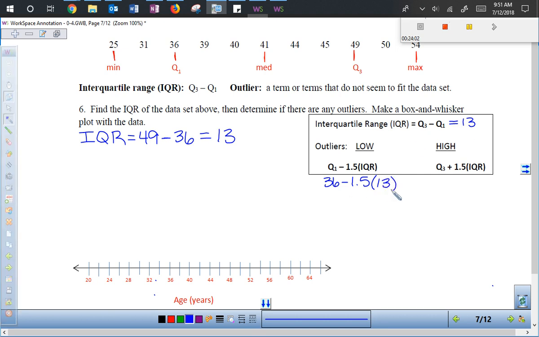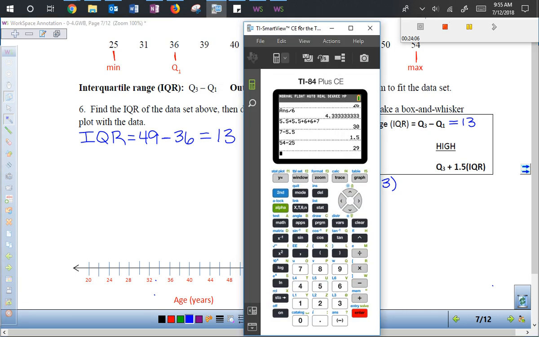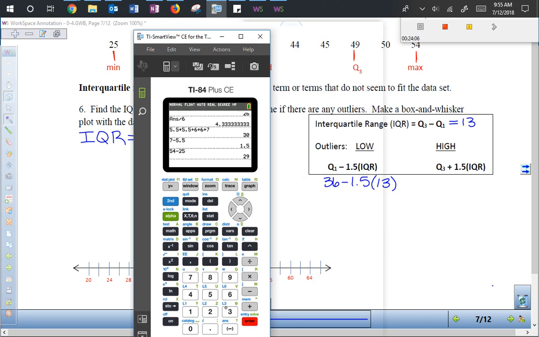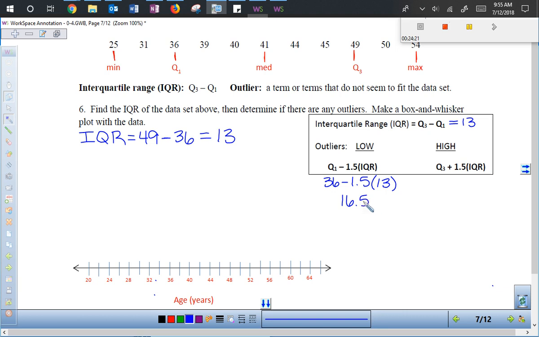Now, I'm totally okay with you putting this whole thing in your calculator, so let's go ahead and get that calculator out. And we can type that in. 36 minus 1.5 times 13, and we get 16.5. So that means if there are any numbers lower than 16.5, that would be a low outlier. If we look at our number set, our lowest number is 25, and that is not lower than 16.5. So as of this moment, there are no low outliers.